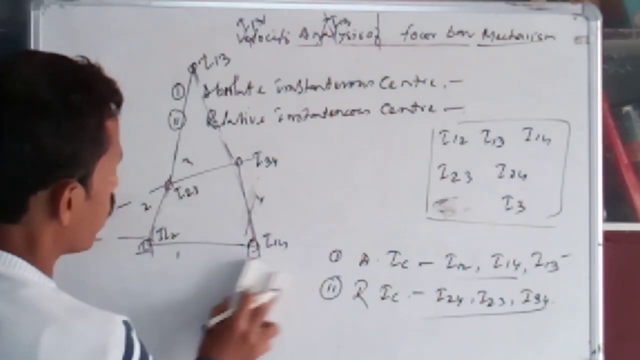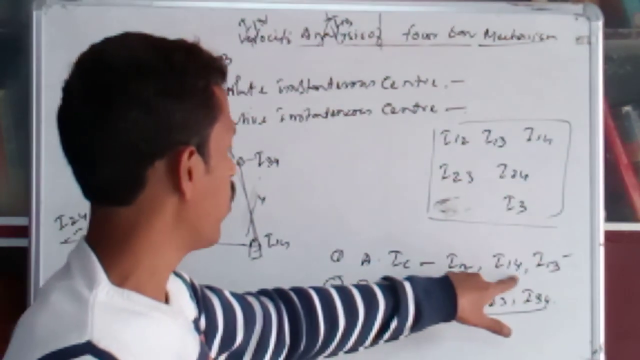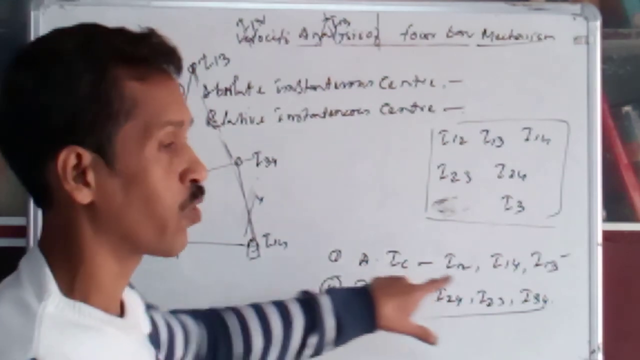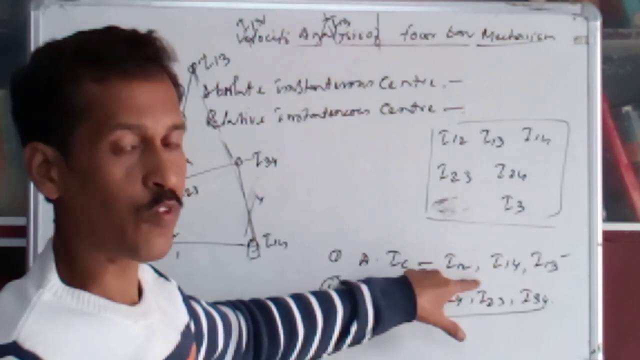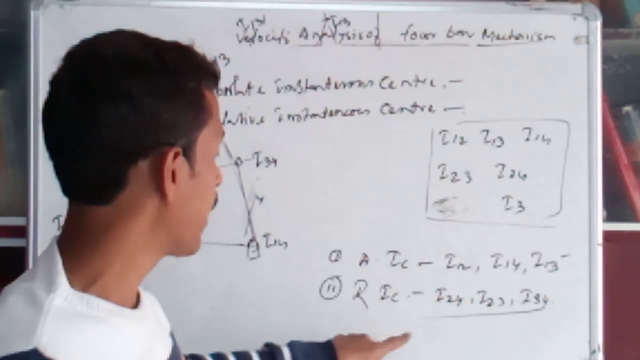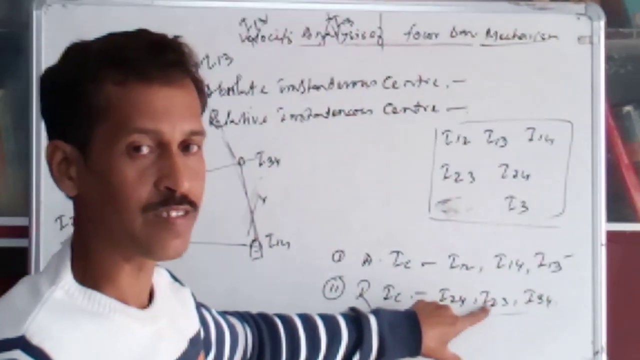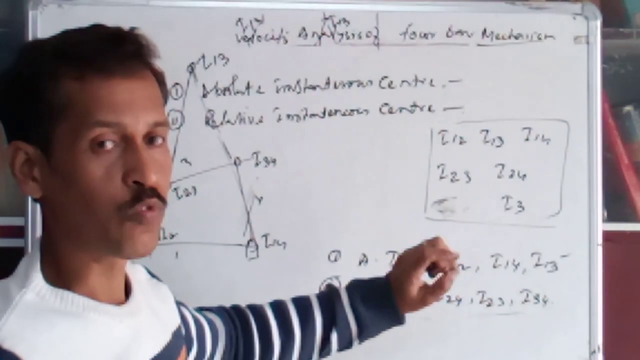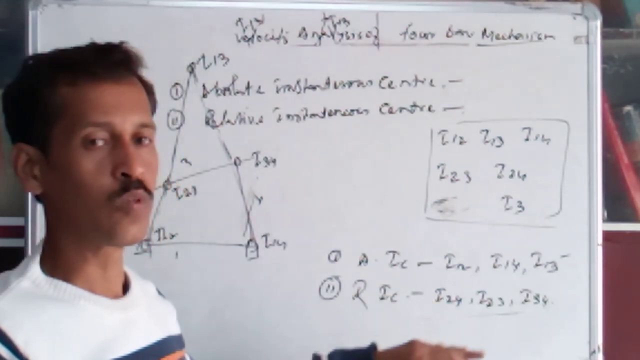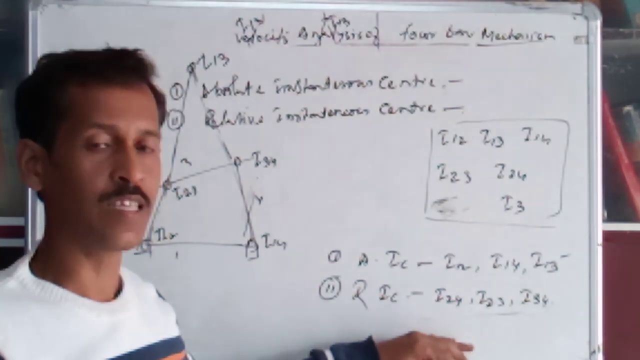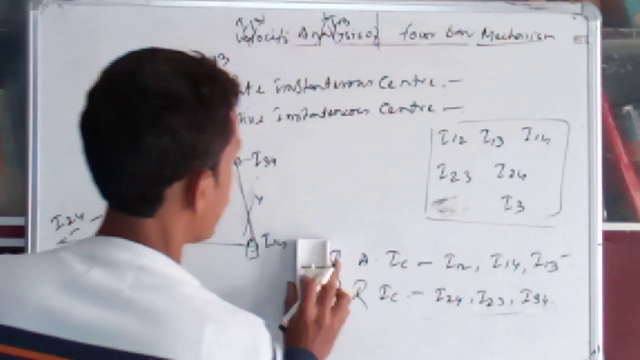Okay, so for finding out the absolute velocity of one link, we should know the absolute instantaneous center of the particular link. If you want to find out the relative velocity, we have to find out the relative instantaneous center. Okay, remember, to find out absolute velocity, we have to find out the absolute instantaneous center. If you want to find out the relative velocity, then you have to find out the relative I center.